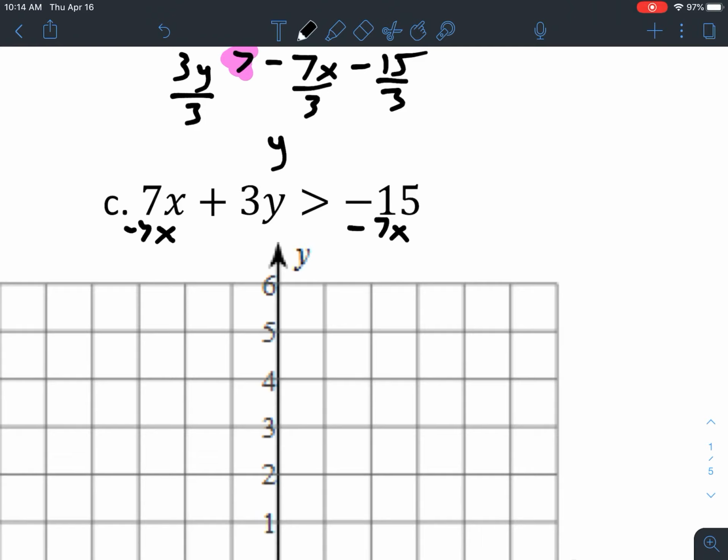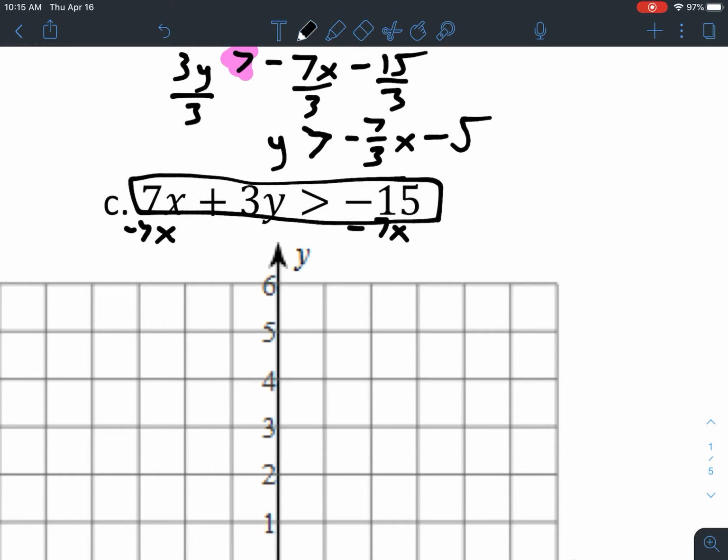So this leaves us as y is greater than negative 7 over 3x minus, and we should know that 3 goes into 15 5 times, so it leaves us as minus 5. So now we took this whole problem right here and made it into this nice and easier problem to graph. Now we have to look at these parts again.